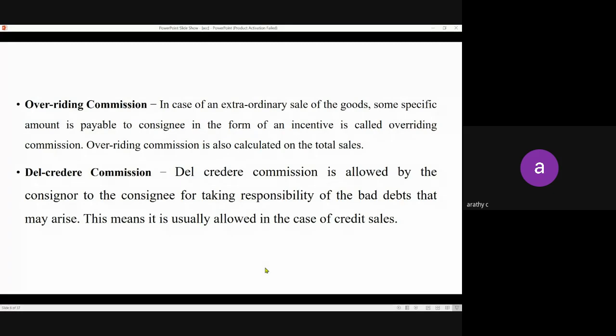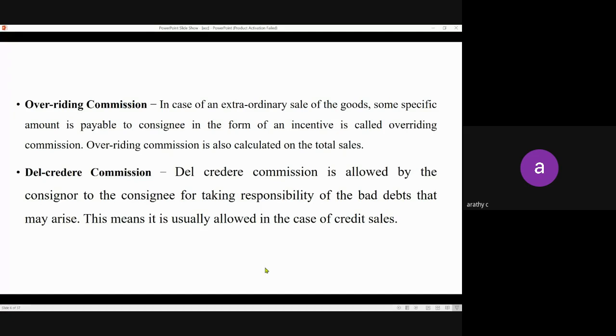And the last one is del credere commission. It is allowed by the consignor to the consignee for taking responsibility of the bad debt that may arise. When the consignee takes the responsibility of bad debt, the consignor will give him the del credere commission. It is usually allowed in the case of credit sales, and it is also calculated on the basis of total sales.